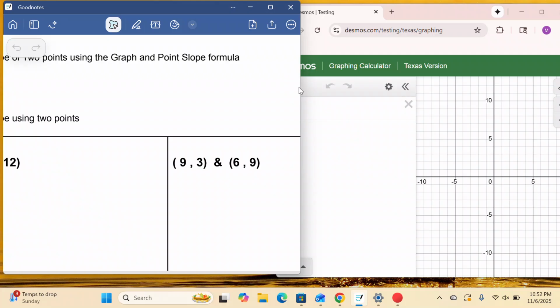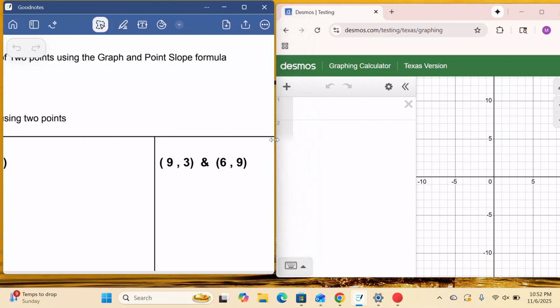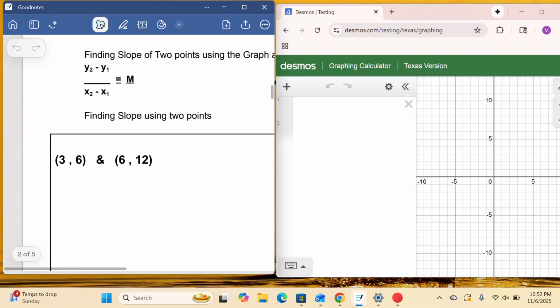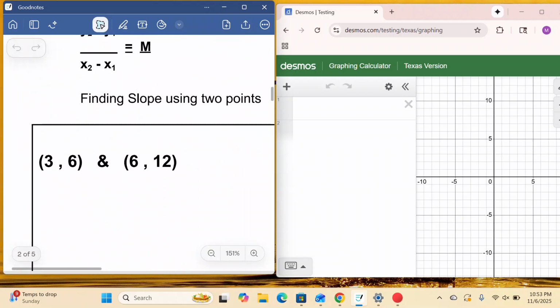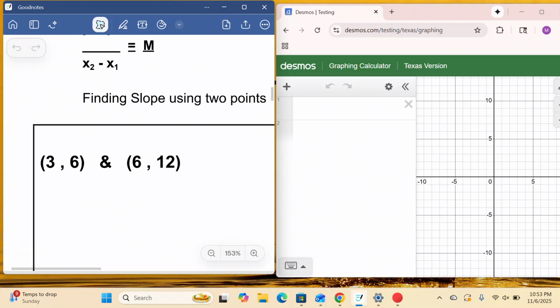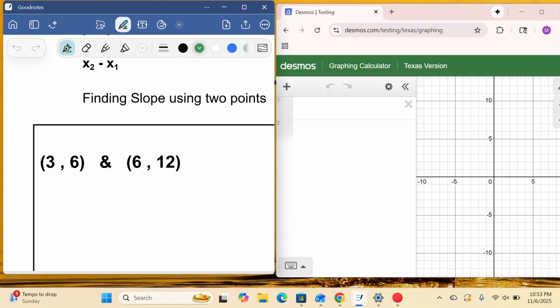And before we had Desmos, we were able to input these points and put them into the slope formula, but no longer do we need the slope formula. Desmos will actually do everything for us. So if I look at these points, just by looking at this, and I'm going to get a color of blue because I like blue.